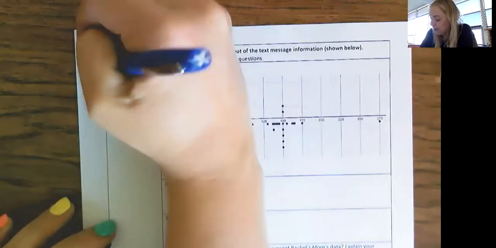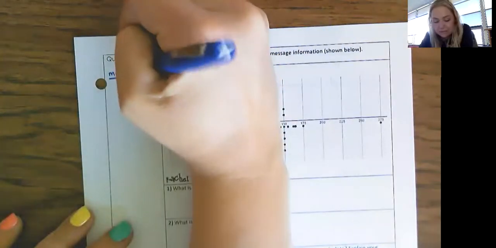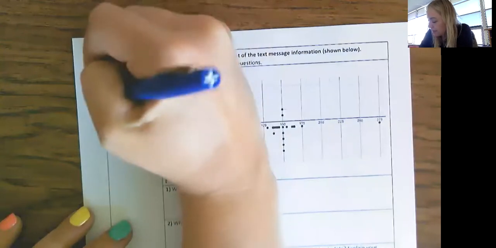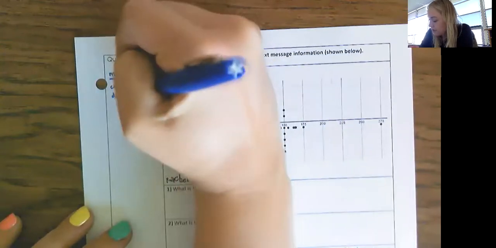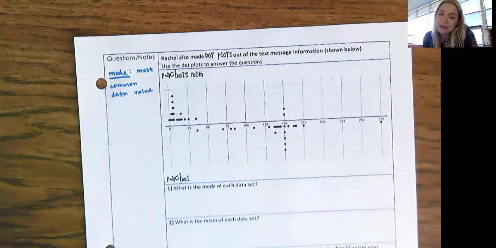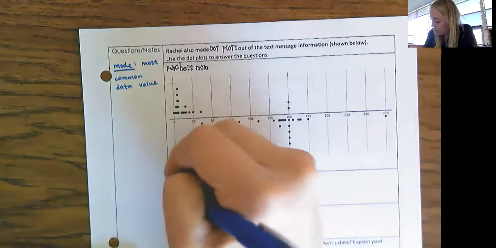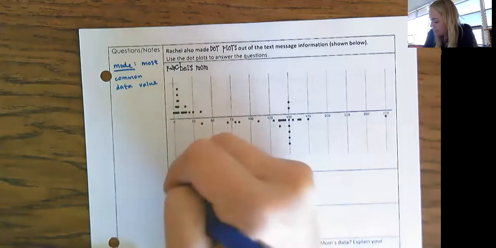Now, I'm going to define the word mode here over in the question/notes. A mode is the most common data value. That is going to be whichever one shows up the most. Now, sometimes you have 2 amounts that are showing up the most. Sometimes you have all of the numbers show up a single time. That would be no mode. So on this one, what is the mode of each data set? So we're going to start with Mom, and then we'll have Rachel.